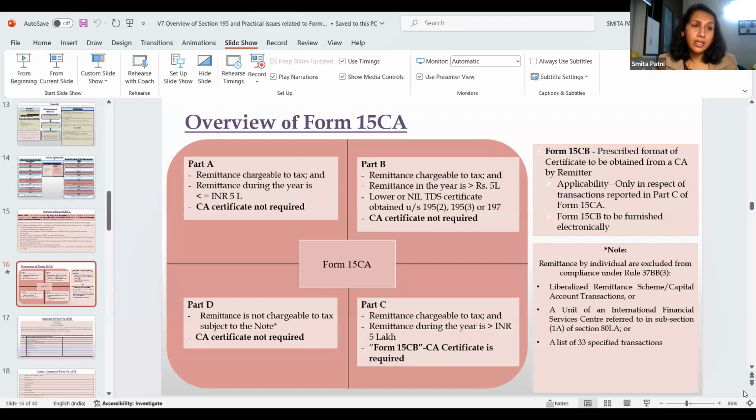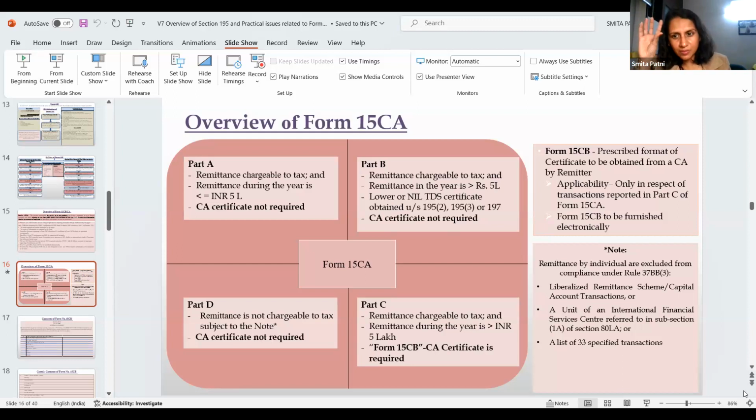Part D says that if the remittance is not chargeable to tax, subject to this note, I will explain them. If the sum is not chargeable to tax, if there are pure reimbursements, for example, then a CA certificate is not required, irrespective of the threshold, maybe 5 lakhs, maybe 10 lakhs, whatever. So now what are the sums which are exempt? One is obviously pure reimbursement, as an example. Then they have divided 3 categories also, which they say are the excluded categories, not chargeable to tax, and no 15CA is required.